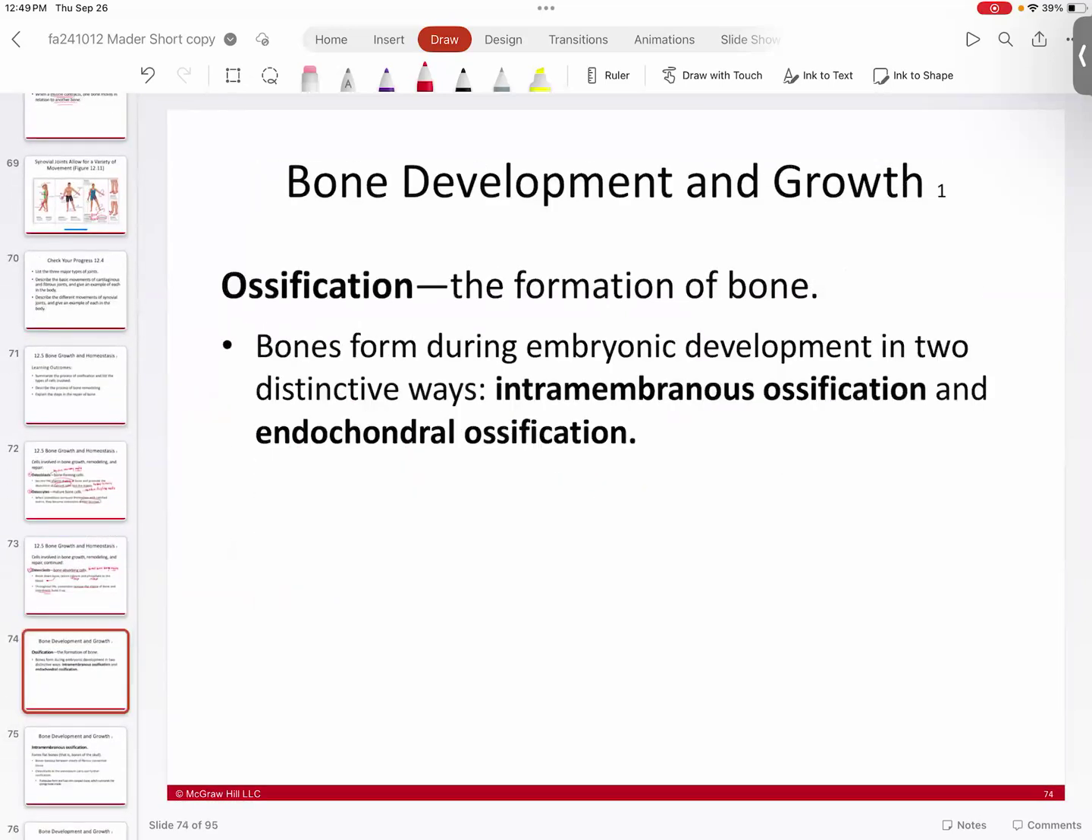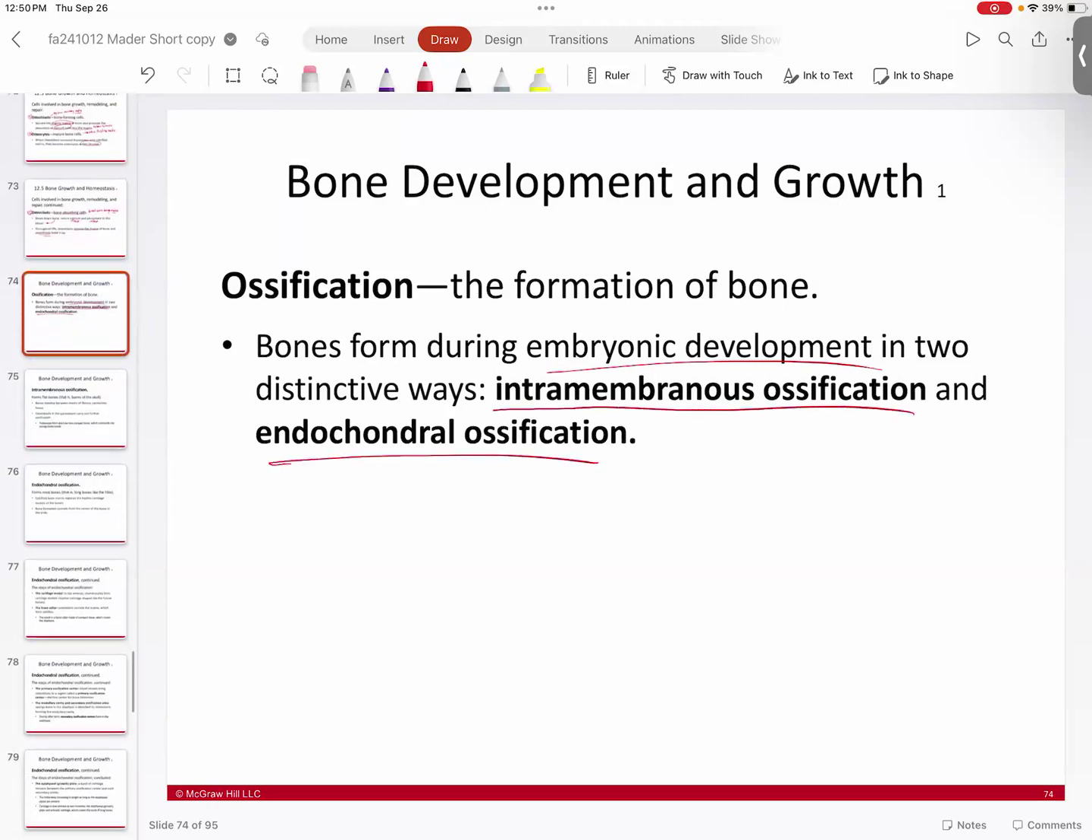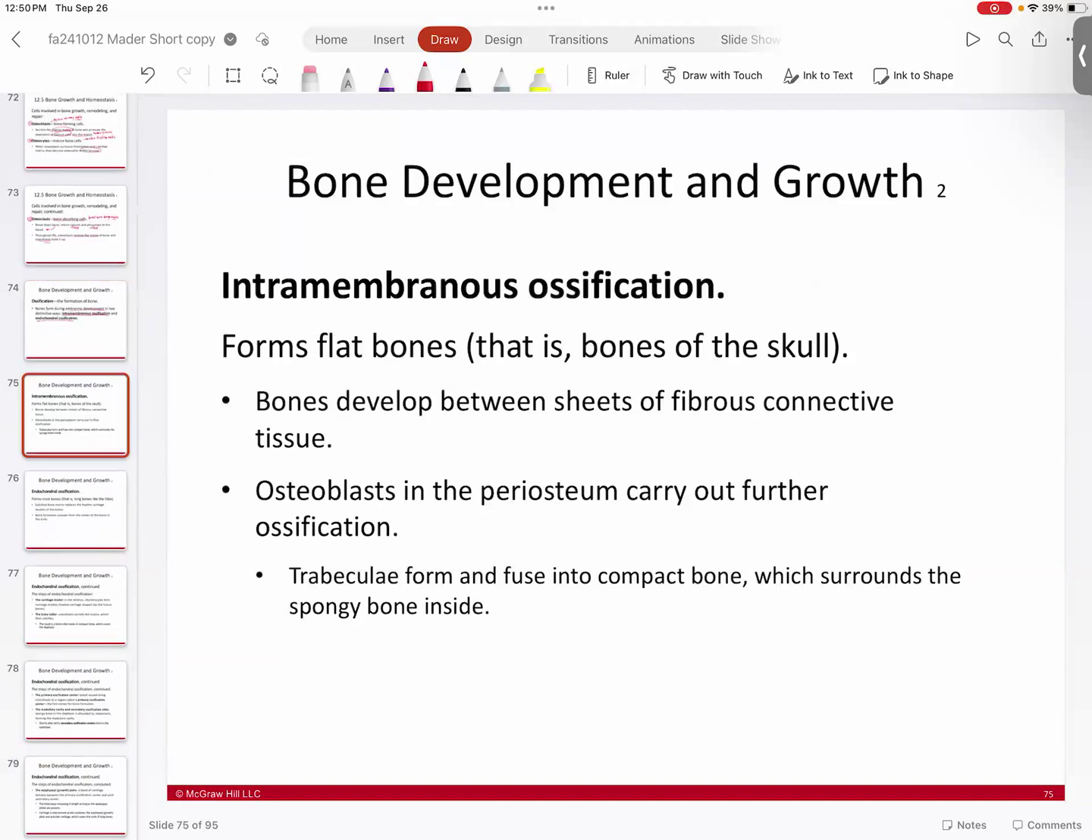Now, when we get into bone growth and development, what we're talking about is ossification, which simply means the formation of bone. Bones form during embryonic development, and there are two different patterns that we see in bone growth. One is called intramembranous ossification, the other is called endochondral ossification. Let's take a look at intramembranous first. This is basically the formation of flat bones. A good example is your skull bones, which are flat bones.